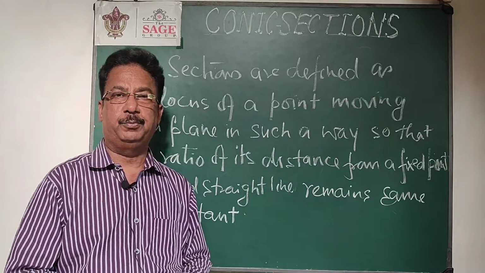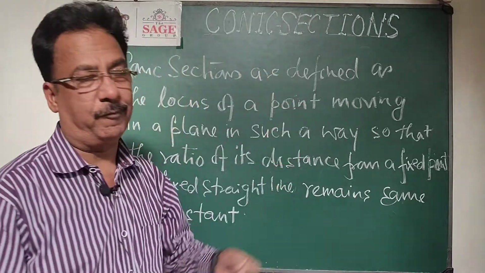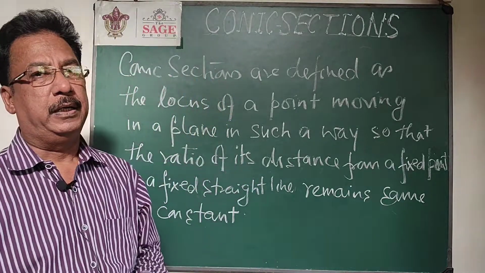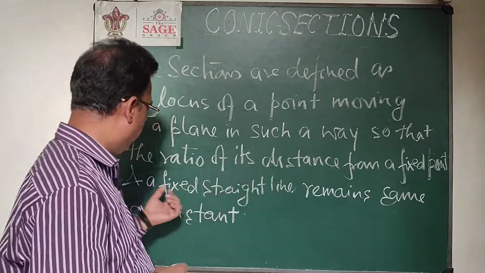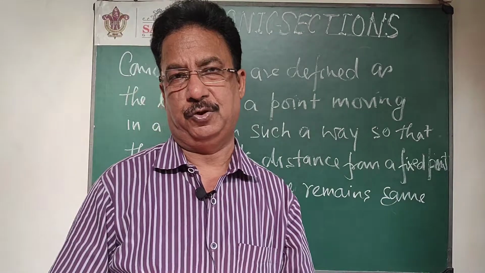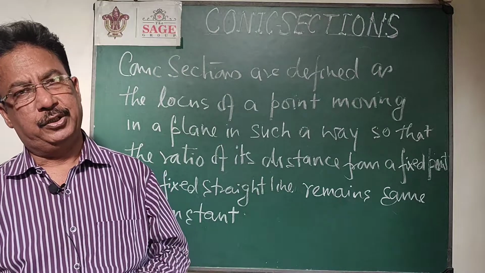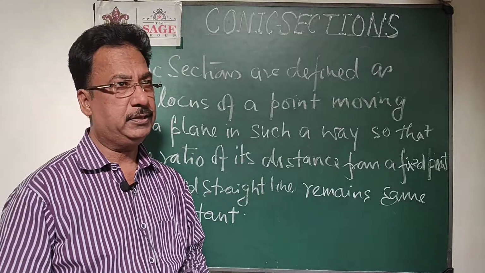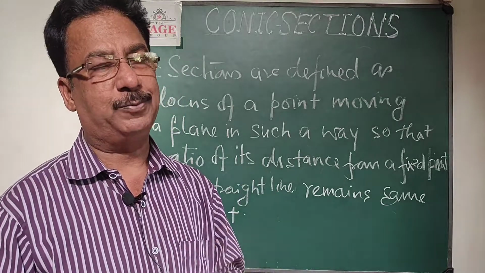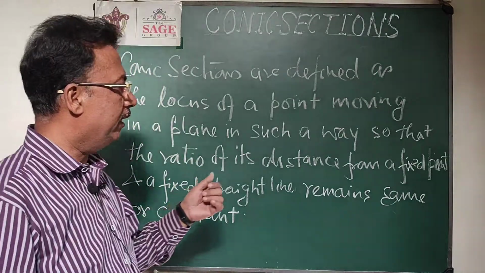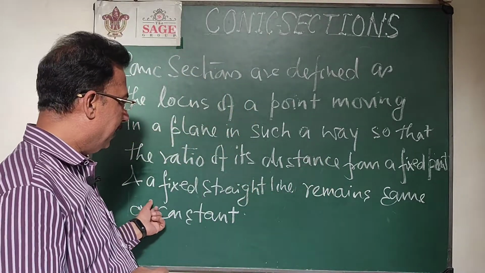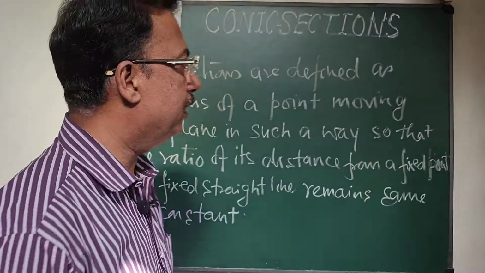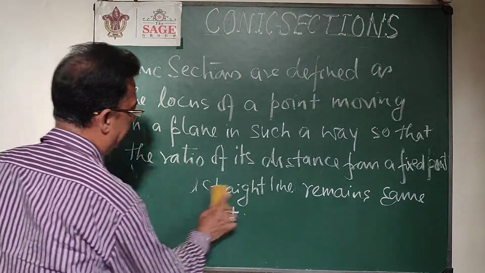If you read this definition once again: conic sections are defined as the locus of a point which moves in a plane, suppose that plane is this green board, in such a way that the ratio of its distance from a fixed point and a fixed straight line remains the same or constant. That type of curve is known as a conic section. Now the fixed point is known as the focus. As in the case of a circle we call that fixed point the center, in the case of other conics that fixed point is known as the focus, and that fixed line is known as the directrix. I know that you remember these two terms, focus and directrix.